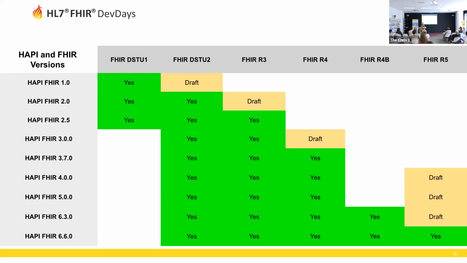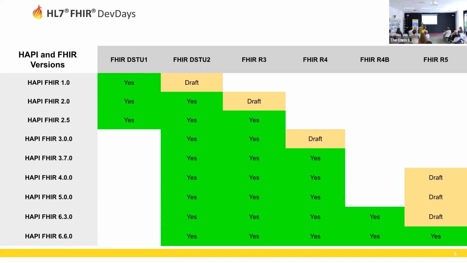I like this little matrix here just to highlight the fact that the HAPI library and the FHIR standard are versioned independently. And this is important. People assume that, I have to use HAPI 5 if I want to use FHIR R5. Those two numbers have nothing to do with each other.